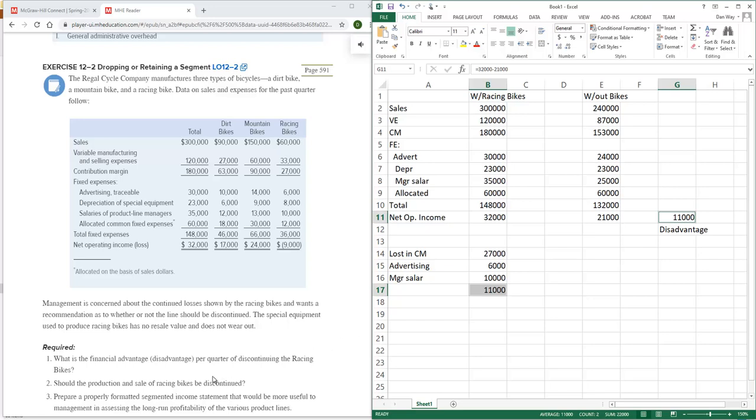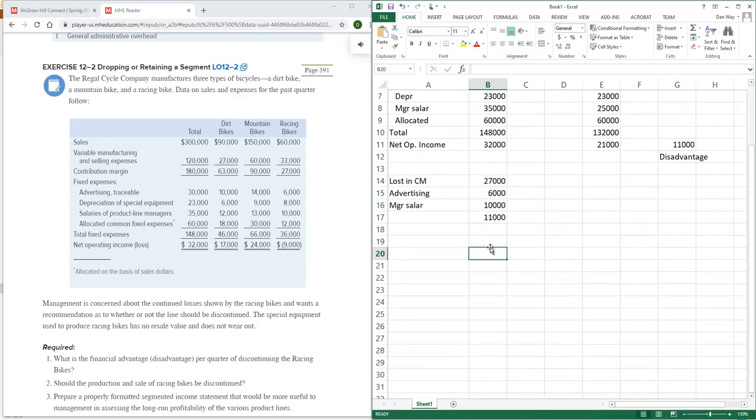So the second requirement just said, well, should the production and sale be discontinued? Our general answer then would be no. It is potentially profitable, even though it doesn't look it with these allocated common fixed expenses being dumped on it right now. And then the third part said, prepare a properly formatted segmented income statement that would be more useful to management in assessing the long-run profitability of the various product lines. So that's kind of a recap or rehash from chapter 6 for us.